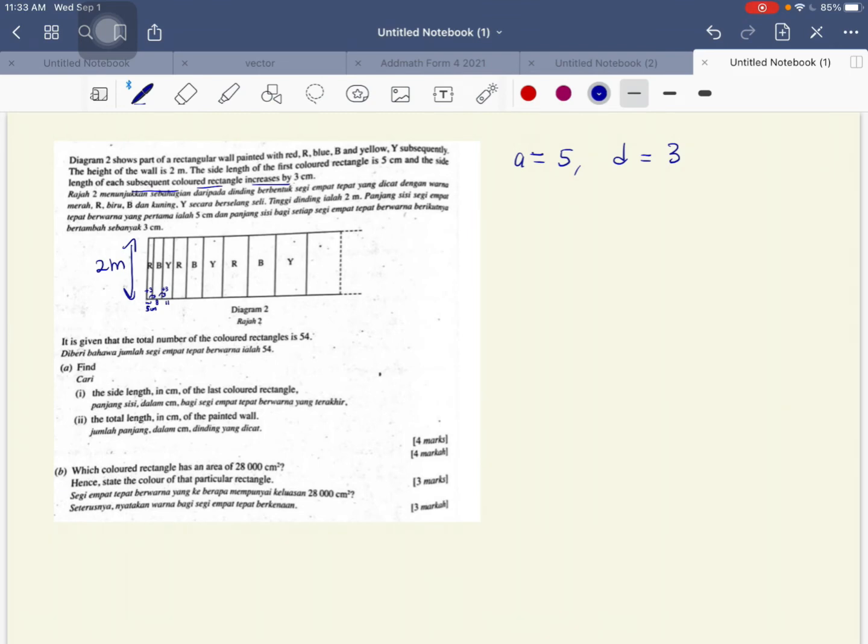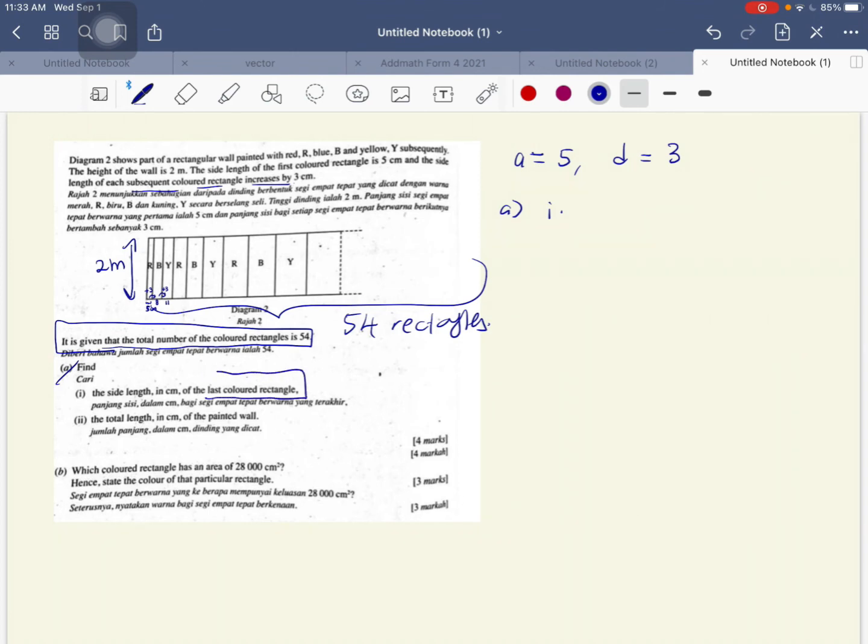Okay, so the question said that it is given that the total number of colored rectangles is 54. So we have 54 rectangles altogether. Okay, so the first question is A. Question number one is the side length in cm of the last colored rectangle. So we want to find the last colored rectangle. So we know that we have T54. T54 means all the rectangles that have been colored on the wall.